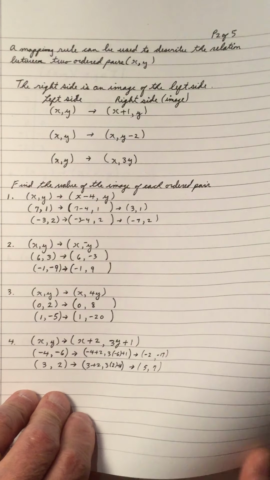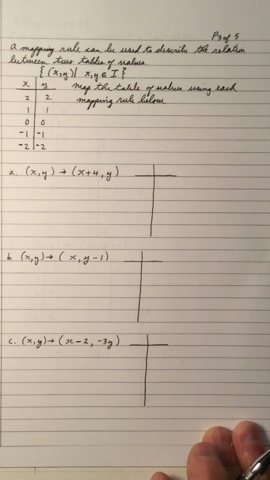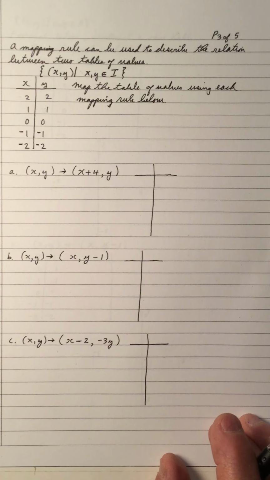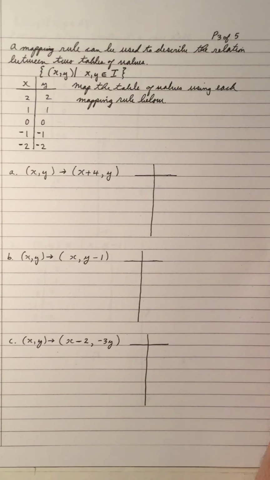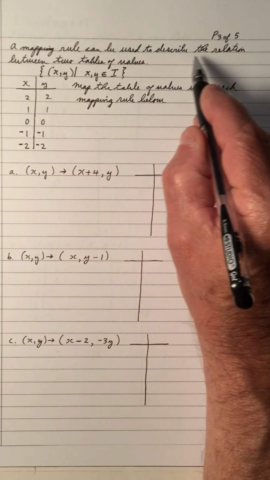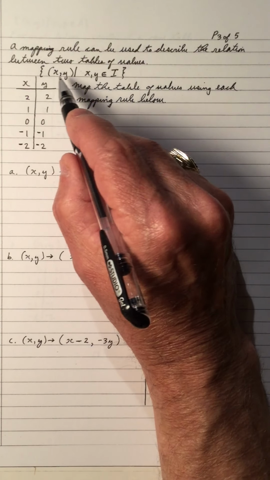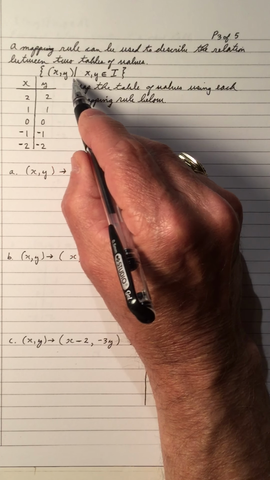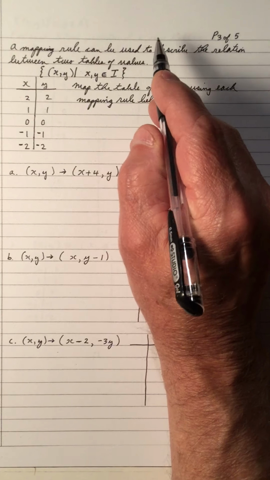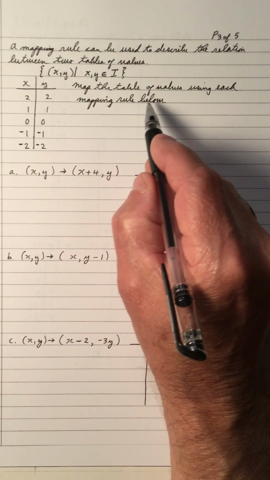So transformation is very important when we're dealing with graphing and how a function is transformed into a new image. The mapping rule can be used to describe the relationship between two tables of values. Let's use the set of all x and y such that x and y belong to the integers. Map the table of values using each mapping rule below.